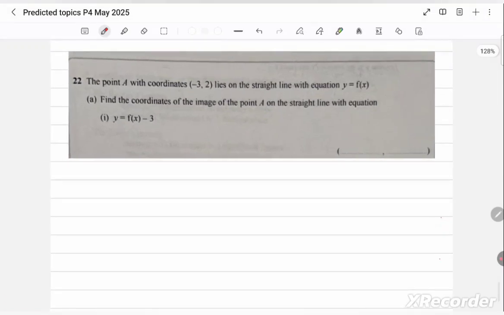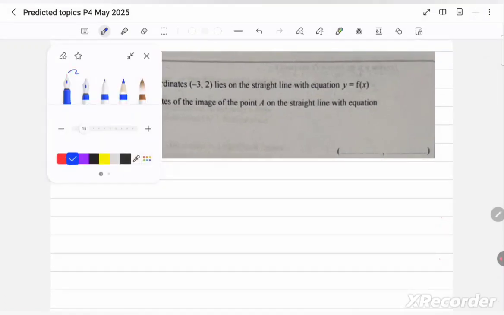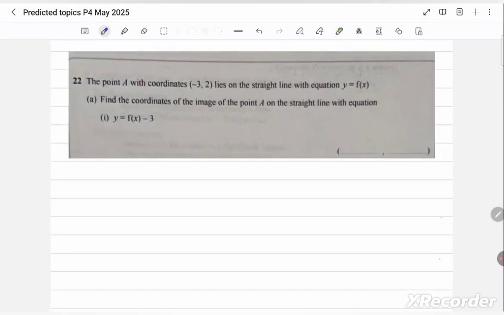Okay, this question is a new idea, and you should know it. You may have it in the exam in your syllabus. It's about the translation of graphs. So the idea is very simple.